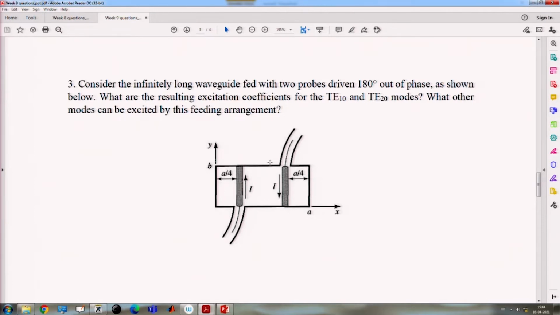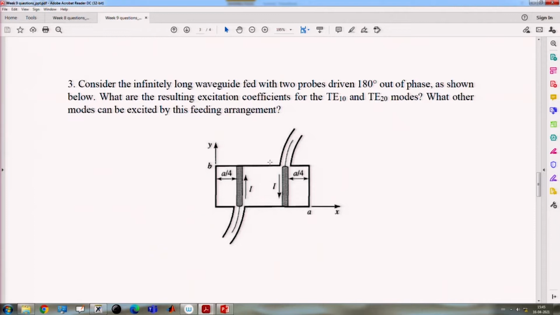One probe is fed from y equal to b, but the first one is fed from the side of y equal to 0. So the current is in the opposite direction on both probes, that is, 180 degrees out of phase, as shown below. What is the resulting excitation coefficient, that means amplitude, for the TE10 and TE20 modes? What other modes can be excited by this feeding arrangement?